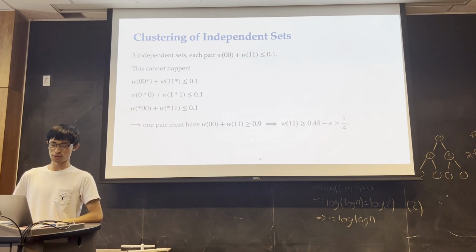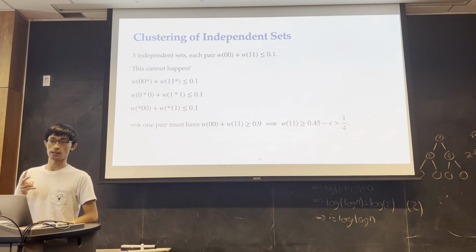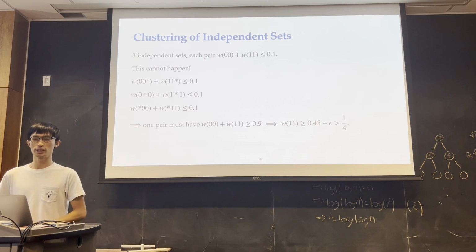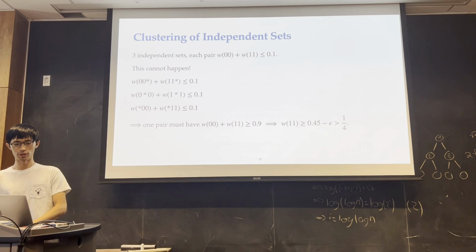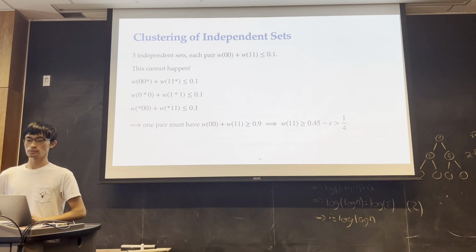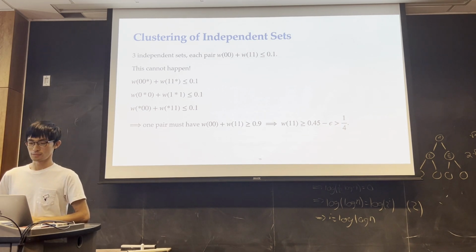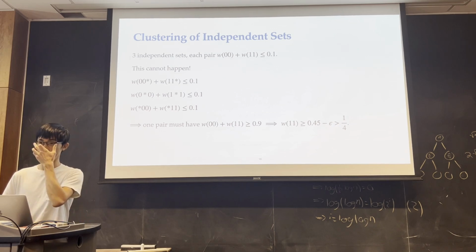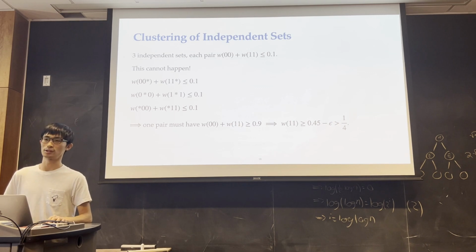Basically, we show that one pair must have 0, 0, 1, 1 at least 0.9, the second case. In which case, the intersection must be at least 0.45. So it's larger than 1 over 4. And the 0.45 is coming ultimately from the choice of C, right? Yes, if you make C really big, then you make that bigger. So that's why I said earlier that we can actually prove it's close to half.